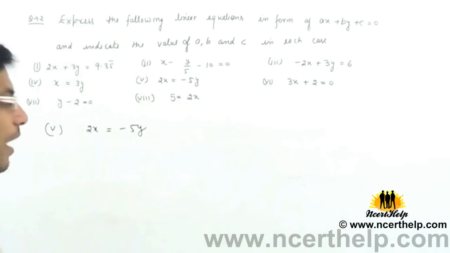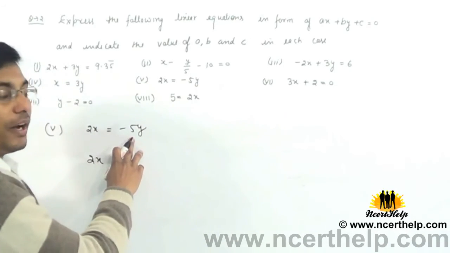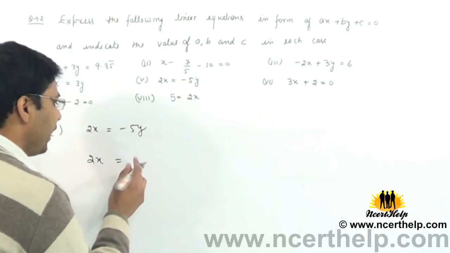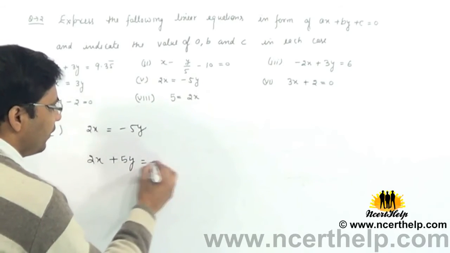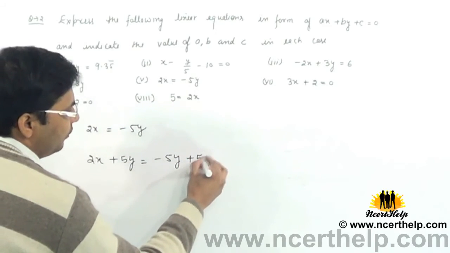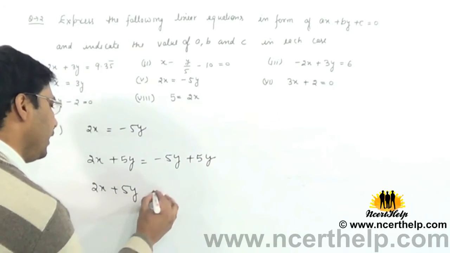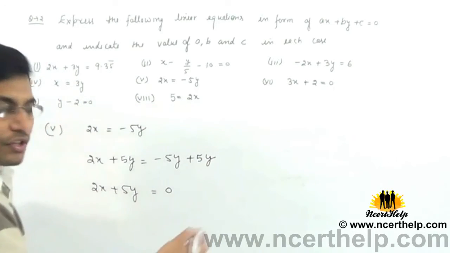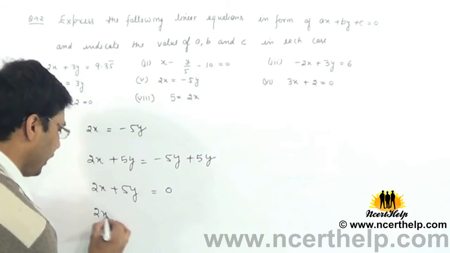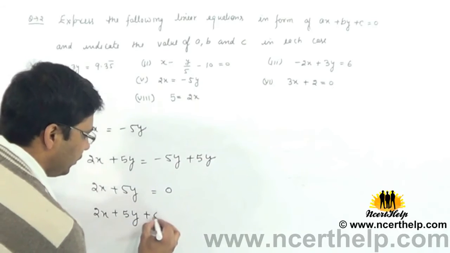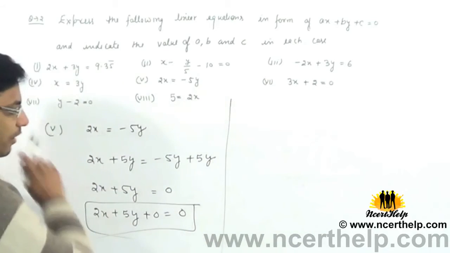Let's consider the fifth part. We need to remove minus 5y, so we can add 5y both sides. So add 5y here, add 5y here. So it becomes 0, so we can write it 2x plus 5y equals 0. There is no constant term in 2x plus 5y, but I need c, so I can write here plus 0 equal to 0. So this is the answer of the first part of this fifth part question.